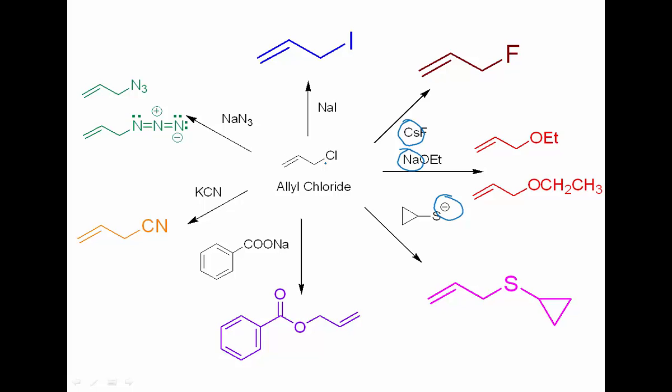Okay, let's just look at the names of these functional groups since we've not had them before. This is an ether. This is a sulfide. This is an ester. This is a nitrile. And this is an azide. Okay.